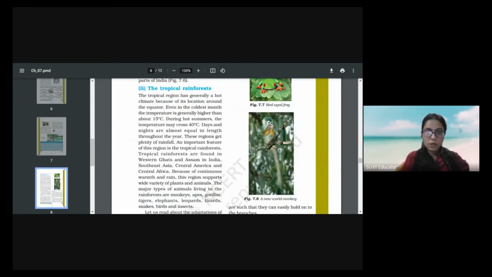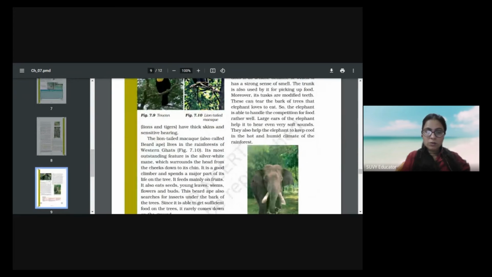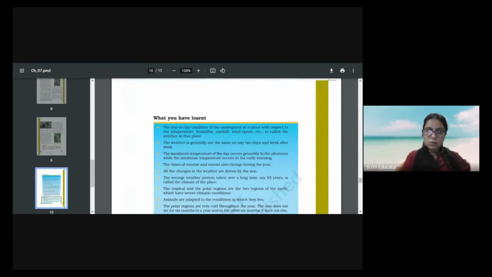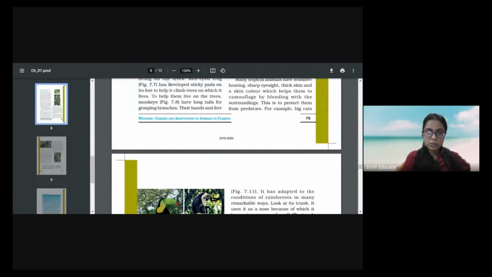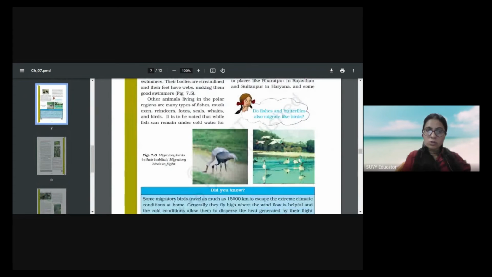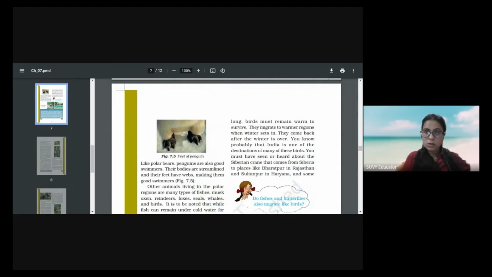Now we'll move to the tropical rainforest, and there are the migratory birds. What is the reason that these birds migrate from one place to another? To survive the conditions. The birds must remain warm to survive. They migrate to a warmer region when winter sets in, and they come back after the winter is over. When winter comes, they migrate to a place where the climate is hot, and when the winter season is over, they come back. These are called migratory birds.